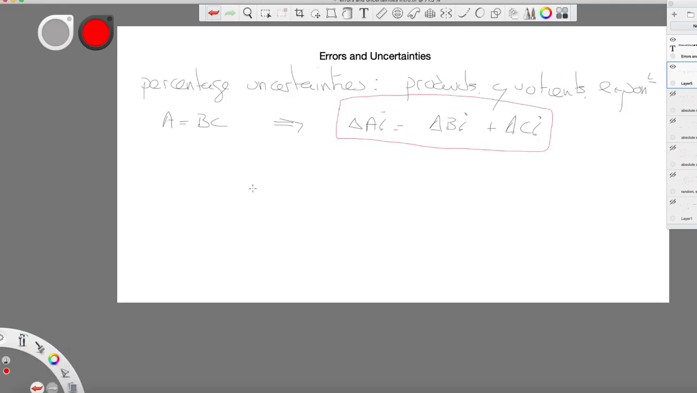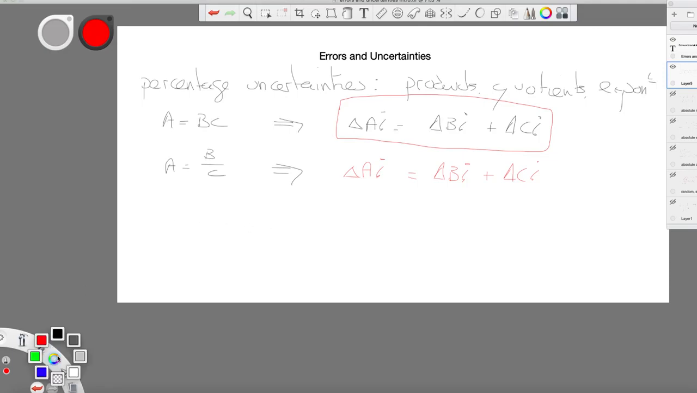Previously we added absolute uncertainties with sums and differences. With everything else, we're working with percentage uncertainties, and we're adding them together. So if we had A equals B divided by C, then again the percentage uncertainty in A is the percentage uncertainty in B plus the percentage uncertainty in C.